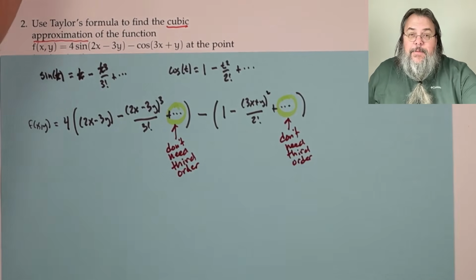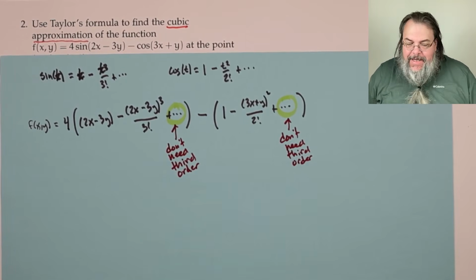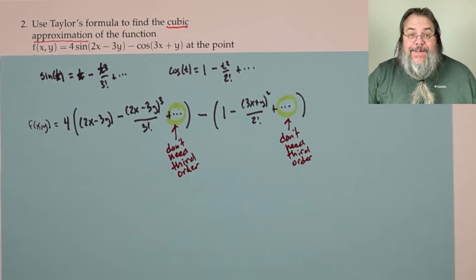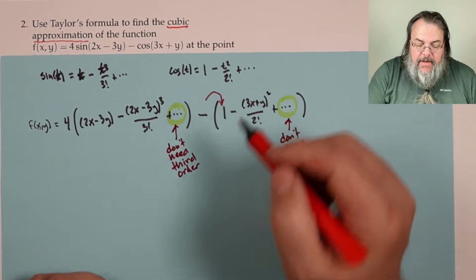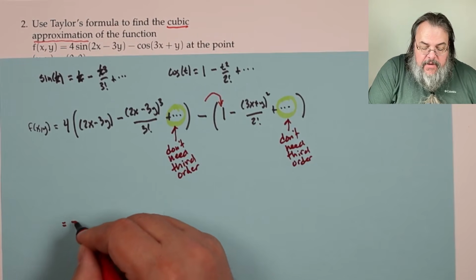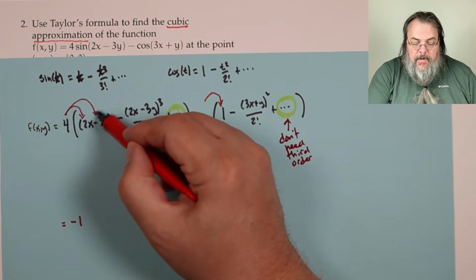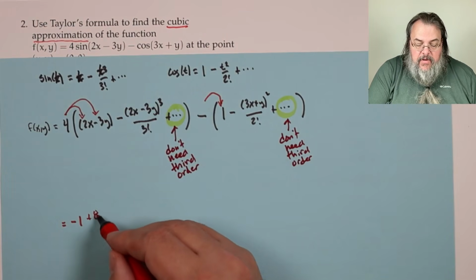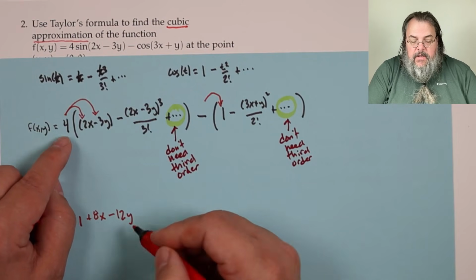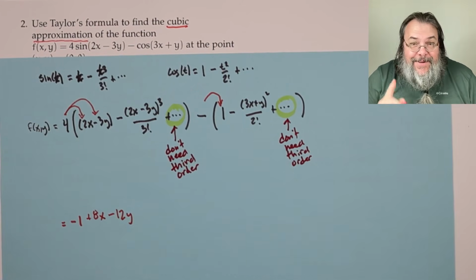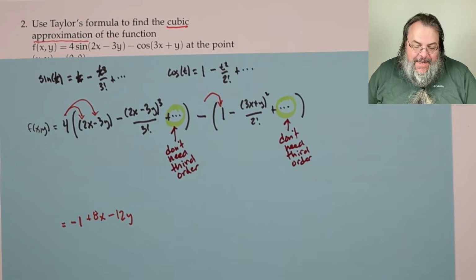Now, you might be skeptical. I understand. Let's go ahead and multiply this out and see what we get. So first off, you have the 1 with the minus, so that makes minus 1. This 4 will come through, so then we have plus 8x, 4 times 2x, minus 12y. How are we doing so far? Does it sound familiar yet? All right, and now you're saying, aha, Steve, this is where it's going to break down.